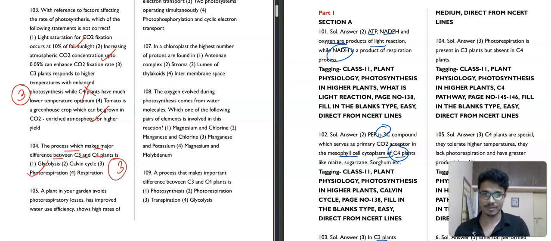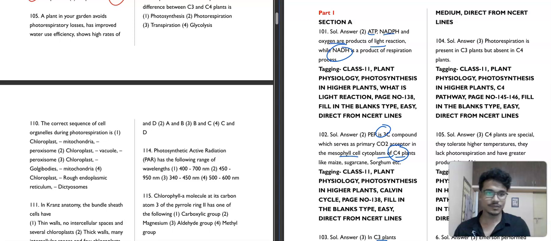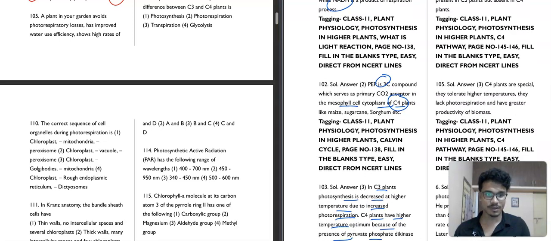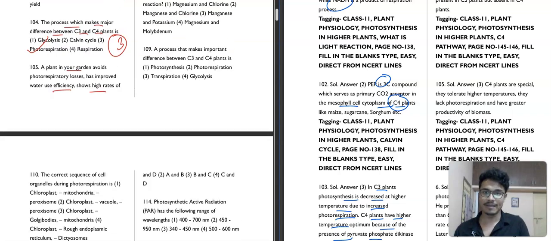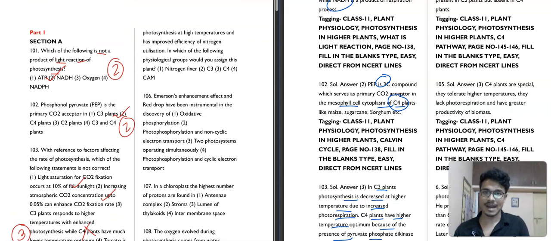Then question number 105. It is saying that a plant in your garden avoids photorespiratory losses, has improved water use efficiency, shows high rates of photosynthesis at higher temperature and has improved efficiency of nitrogen utilization. In which of the following physiological groups would you assign the plant? Nitrogen fixer, C3, C4 or CAM? C4 plants are special. They tolerate higher temperature, they lack photorespiration and have greater productivity of biomass. So correct answer will be C4. Third option will be your correct answer.